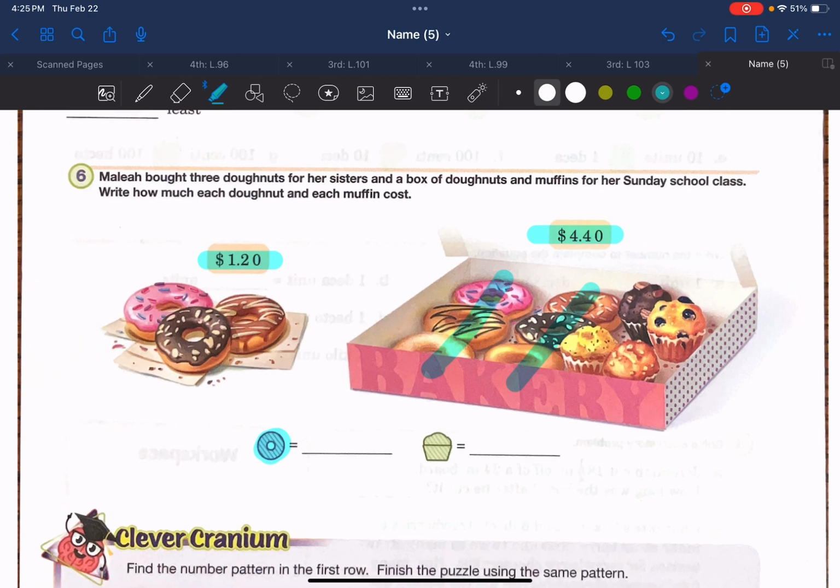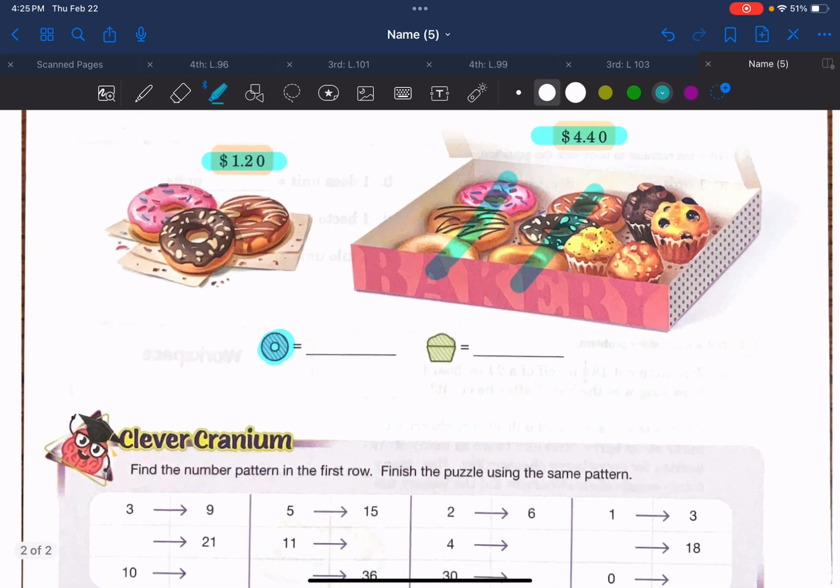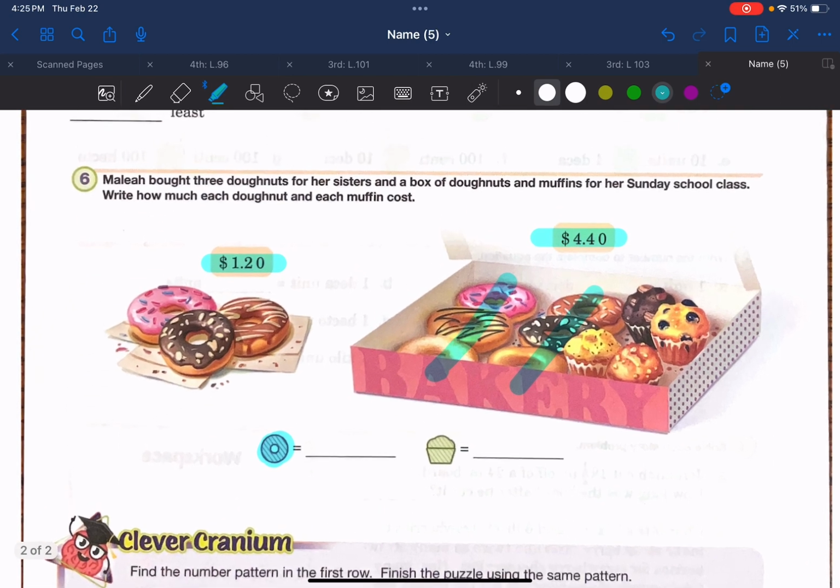So it's a tricky story problem because there's a lot of steps, but this is kind of like a brain booster. Even though it's not yet your clever cranium, it is one that you need to do. All right, so this is going to help you boost that problem solving part of your brain. So good luck, and as always, if you have any questions, please raise your hand.